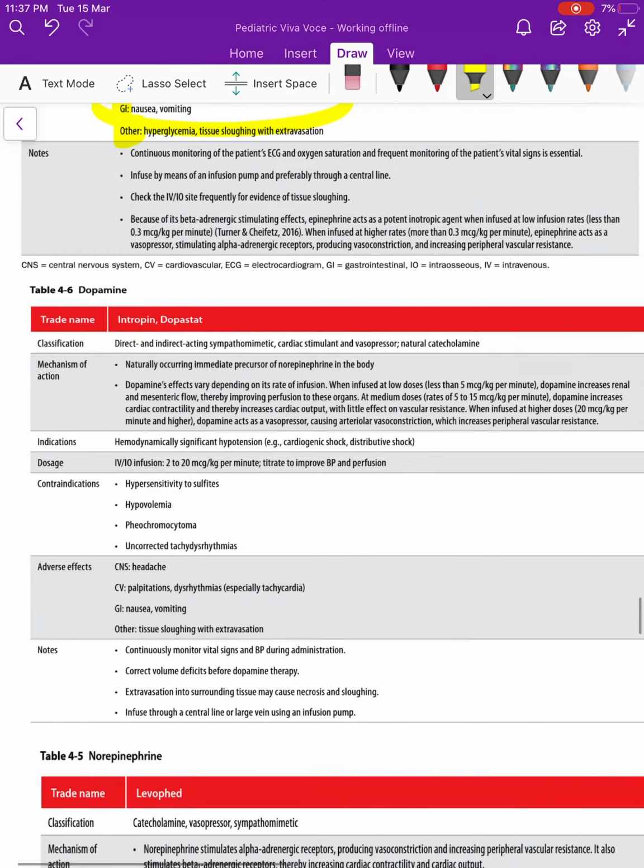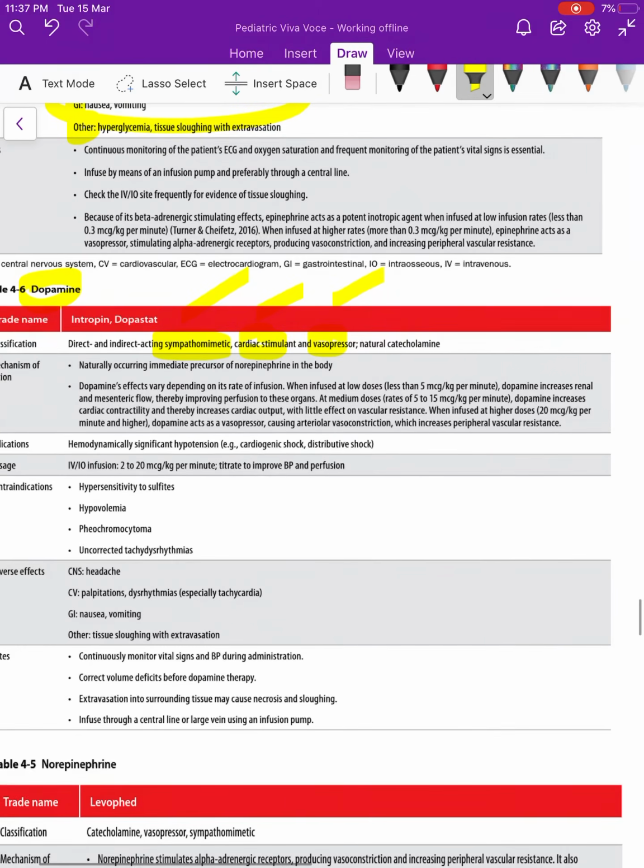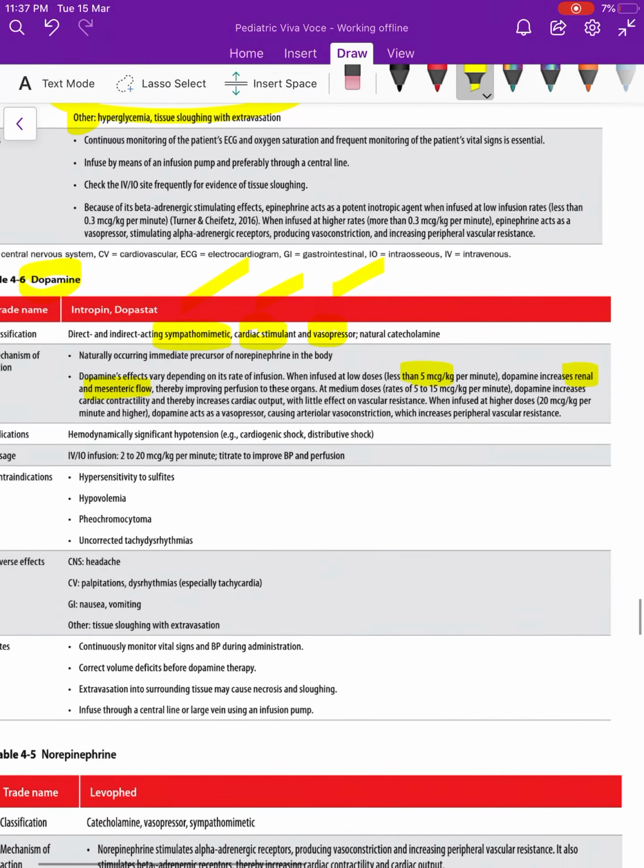Okay, next is dopamine. Next inotrope that we use is dopamine. What is the classification? Direct and indirect acting sympathomimetic. It is a cardiac stimulant. It acts as a vasopressor. Okay, and all these actions are dose dependent, depending on the dosage which we use. So when we use it at a dose of 5 micrograms per kg per minute, it usually causes increase in renal and mesenteric flow, thereby improving perfusion to a few major organs.